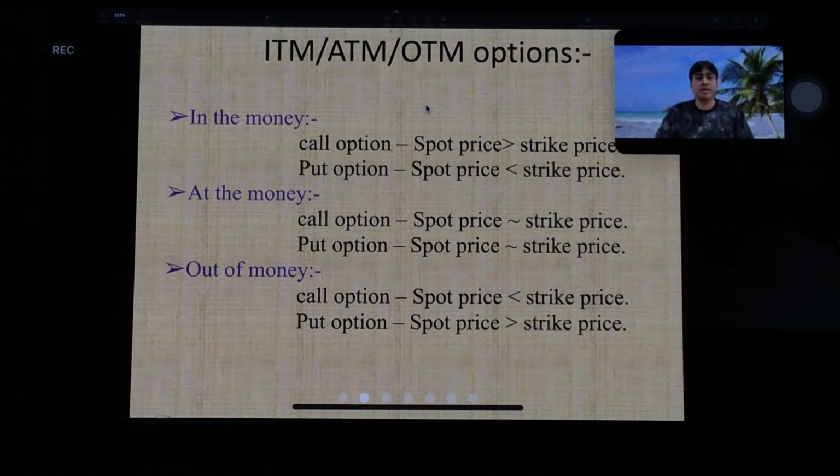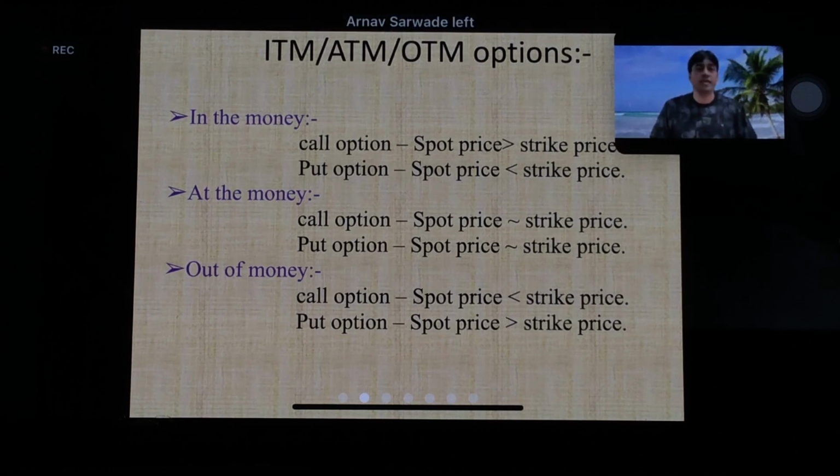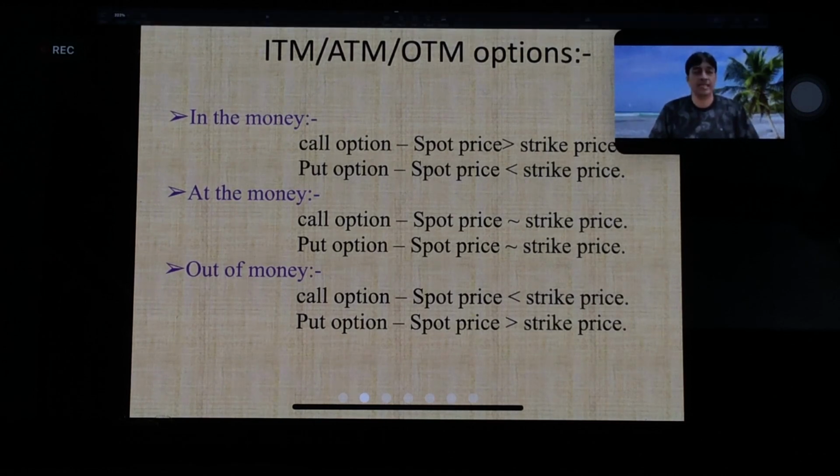So next, coming to moneyness of the option. There are three types of moneyness of the option: in the money, at the money and out of the money.